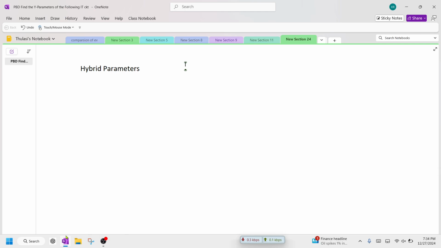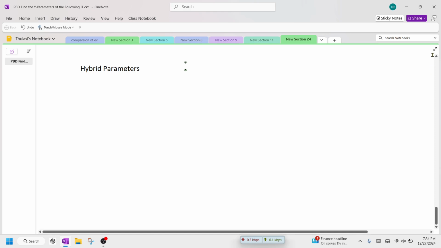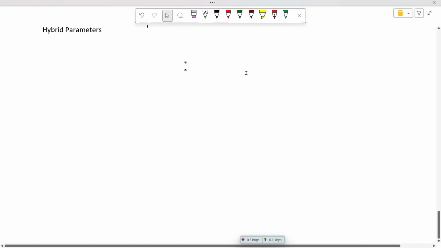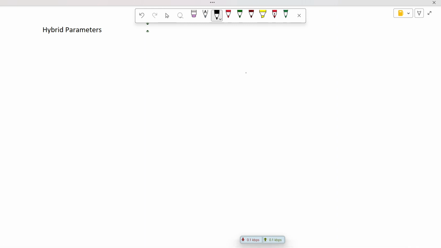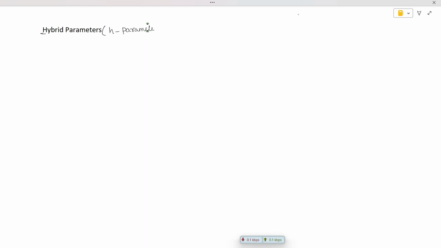Today we are going to discuss the hybrid parameters in a two-port network. So what is meant by hybrid parameters? Hybrid parameters are also called H parameters. In shortcut we call them H parameters. So why is it called hybrid?